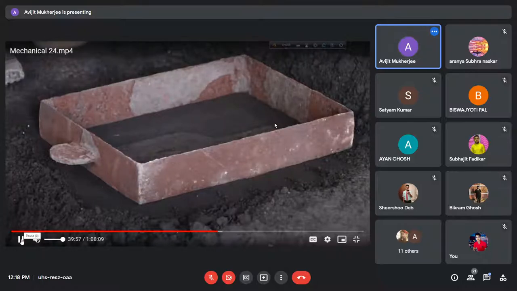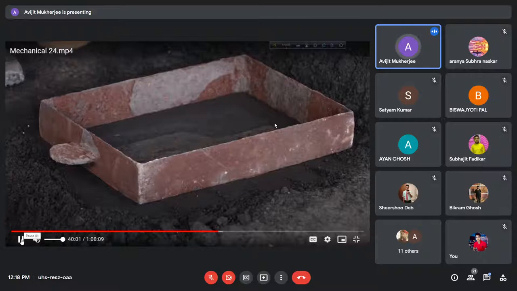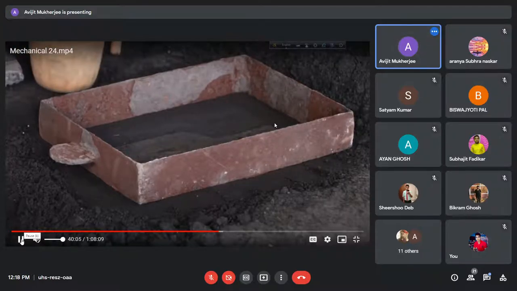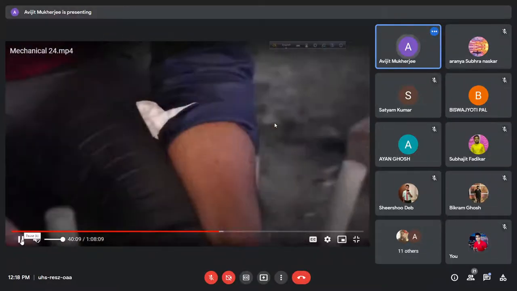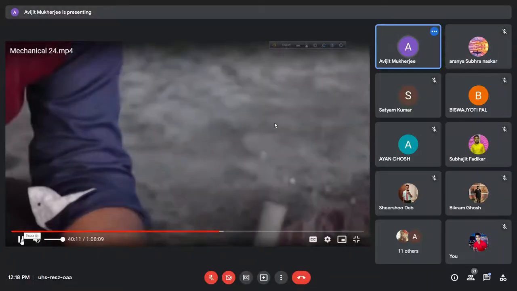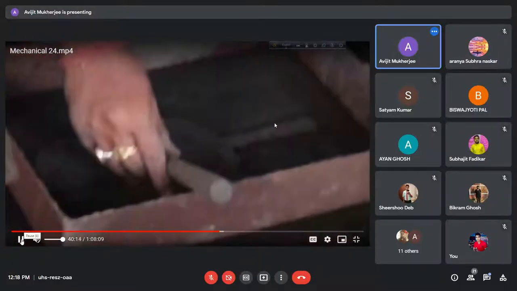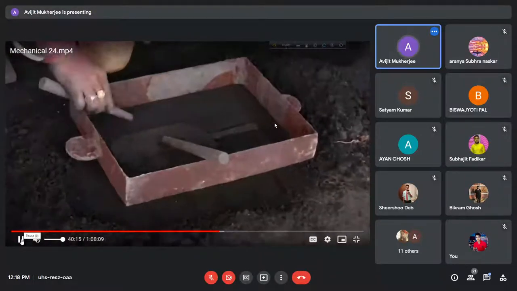Normal sand. Okay, we need to sprinkle the sand on this area. But before that, these have already been explained. This is the runner and the riser. One should be placed at the center of the job, and one should be placed at the outer area.